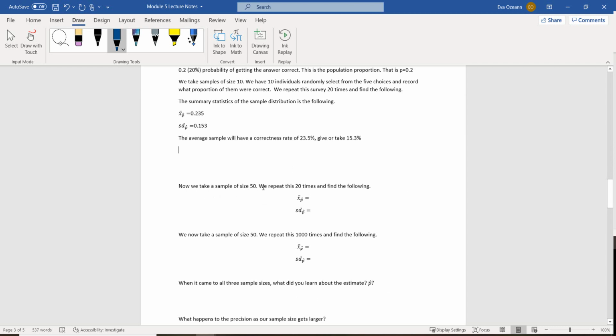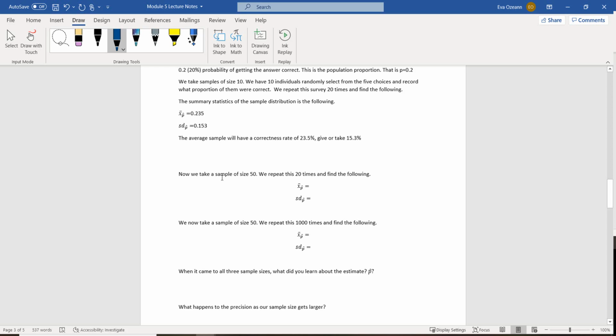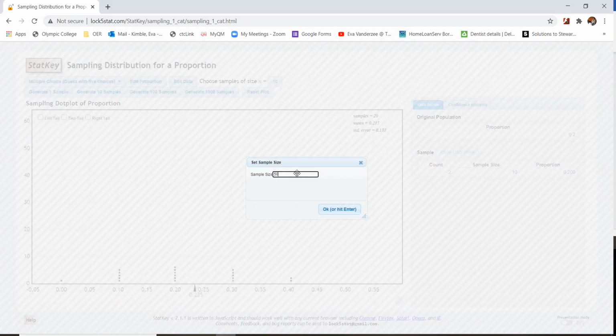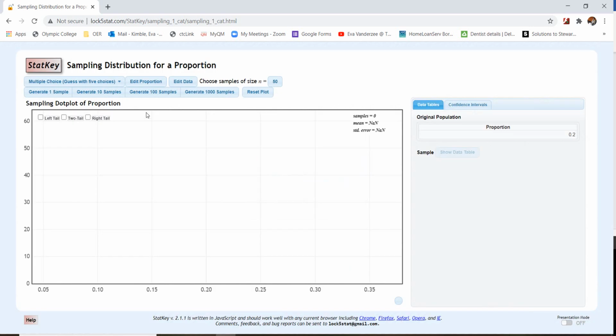All right, so what we're going to do is try this again, only we're going to increase the size of our sample. So instead of having 10 people do this exercise of randomly choosing a multiple choice answer, we're going to have 50 people do it. And we're going to repeat it 20 times again. So we're going to change our sample size to 50. Okay, and again, we're going to do this 20 times. So I'm just going to fast track it and hit this twice. So now that we have a larger sample of 50, but we still have 20 samples, let's see how our mean and our standard error did.